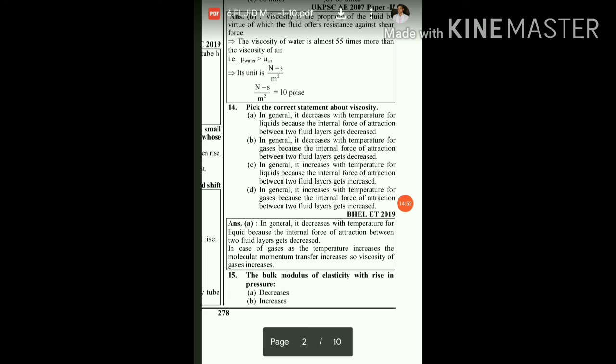Next question: pick the correct statement about viscosity. Option A: in general it decreases with temperature for liquids because the internal force of attraction between the fluid layers gets decreased. So option A is correct. For a liquid, as temperature increases, the intermolecular force of attraction between the molecules decreases, and because of this the viscosity also decreases for a liquid.